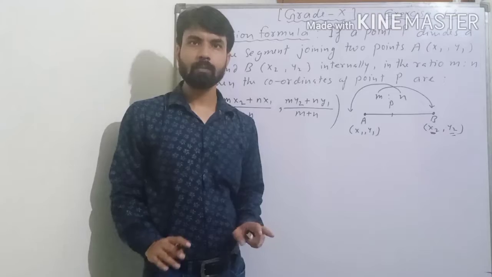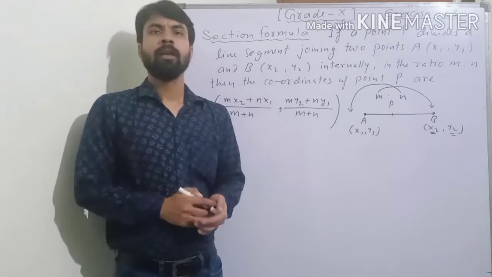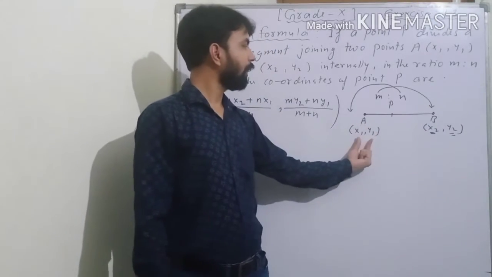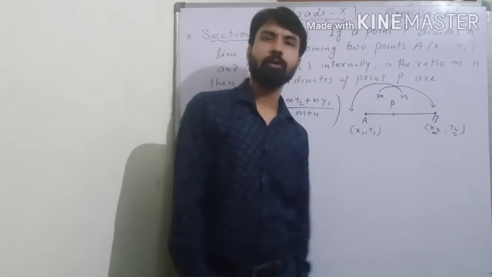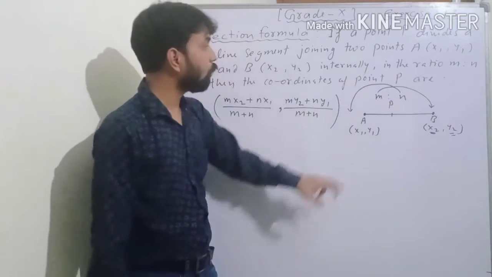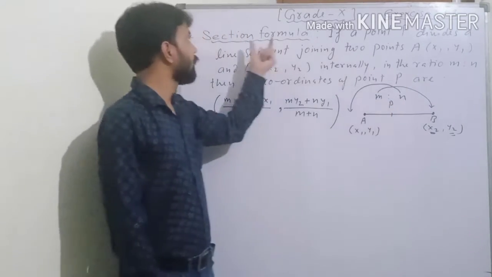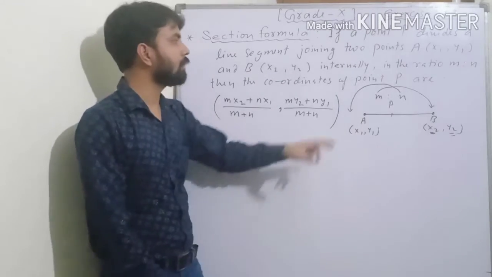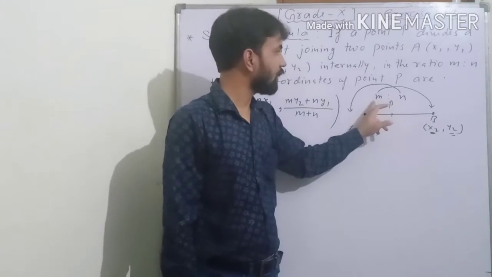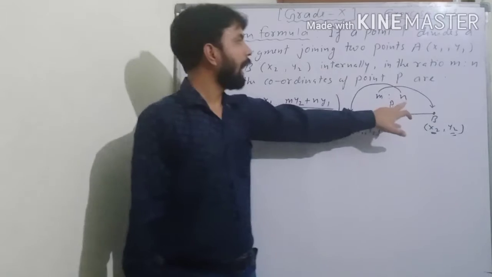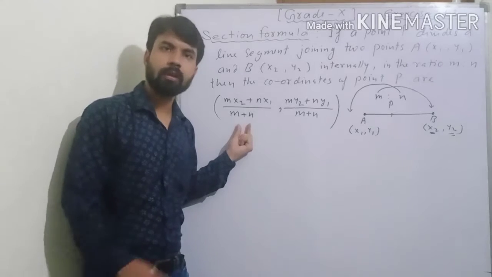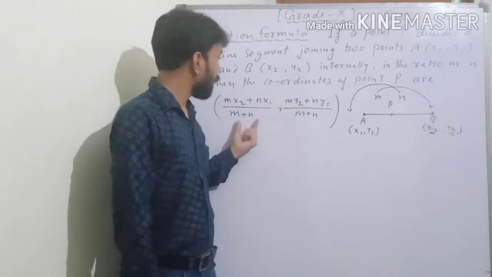Hope it is clear. Again I am explaining. If a point divides a line segment joining two points A and B, coordinates of A are x1, y1 and coordinates of B x2, y2. P divides AB internally in a ratio of m is to n, then the coordinates of P we can find out by section formula, and this section formula is m is multiplied by the abscissa of the second point, that is mx2, plus n is multiplied by the abscissa of first point, that is nx1, upon sum of ratios, that is m plus n. This is the abscissa of point P.